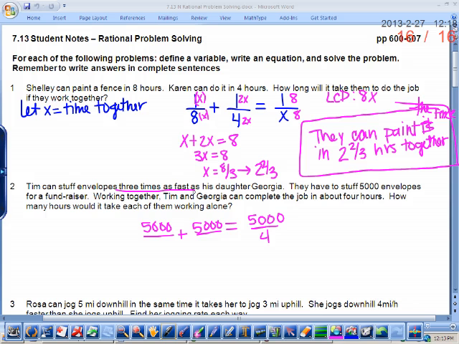So when we see 3 times as fast, automatically we want to say that Tim is the 3x. But who's the 3x going to be? Georgia, because it takes her 3 times as long. So we can let x be Tim's time.